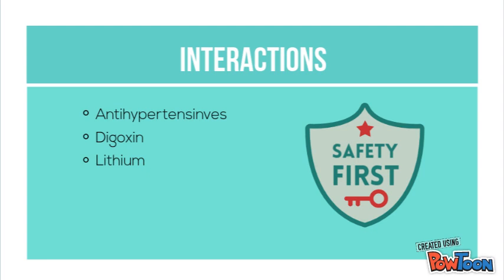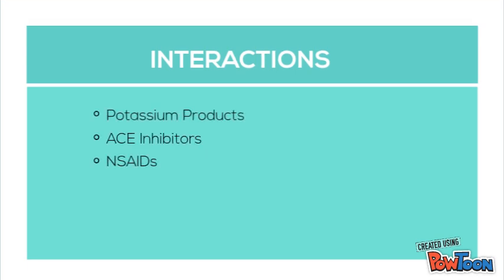Interactions. Spironolactone can increase the action of antihypertensive medications, digoxin, lithium, and whenever it's combined with other potassium products, we once again worry about hyperkalemia. Those can include ACE inhibitors and salt substitutes. We need to inform our patients to watch out for those. And then NSAIDs can also decrease the effects of spironolactone.